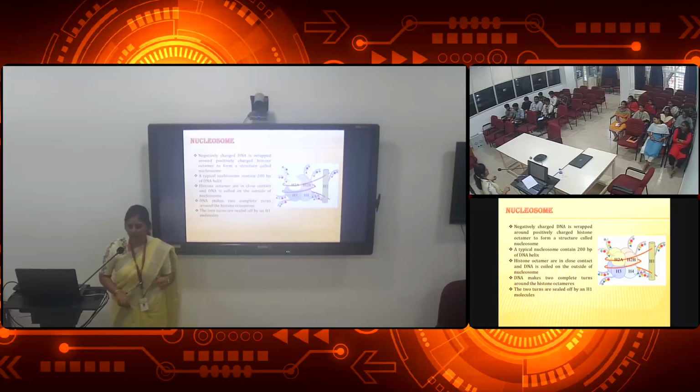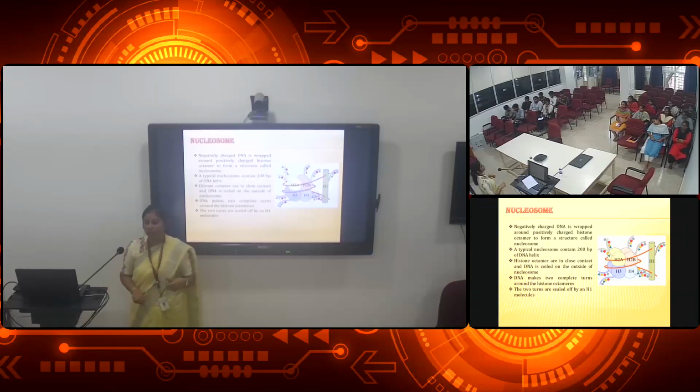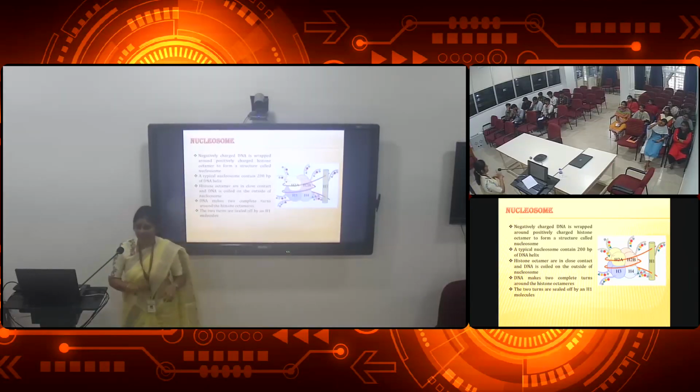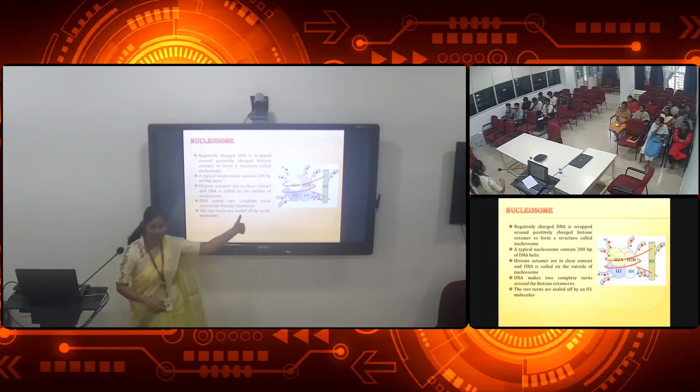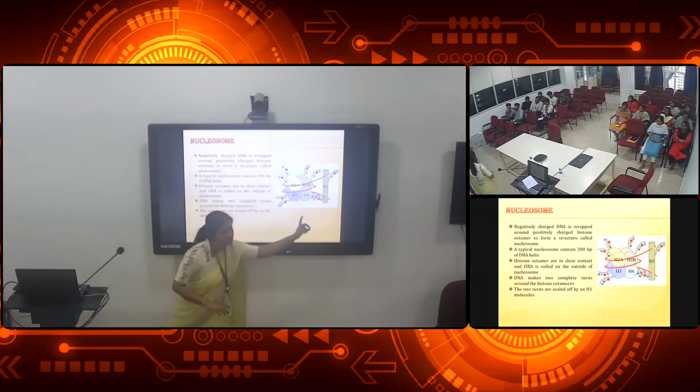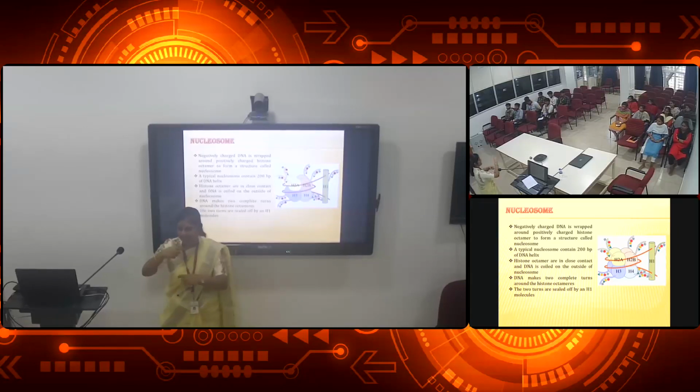Okay, so this H1 molecule is not inherited. Not inherited. That's why this histone protein is not included in the octamer-like structure. We do not include the H1 protein in the octamer-like structure because it is non-inherited. The remaining four proteins in the octamer structure are inherited, because they are wrapped with the DNA.